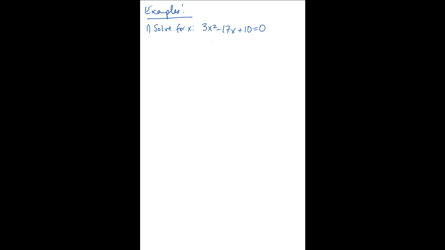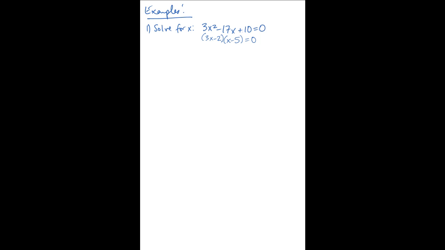I'm going to assume we remember how to factor pretty quickly. If we use one of our factoring techniques, we'll find we can rewrite this as 3x minus 2 times x minus 5. And you can check that by multiplying this out. 3x times x equals 3x squared. 3x times negative 5 is negative 15x. Negative 2 times x is negative 2x. Negative 15 plus negative 2 is negative 17, and negative 2 times negative 5 is 10. So you can see that in fact it factors that way.